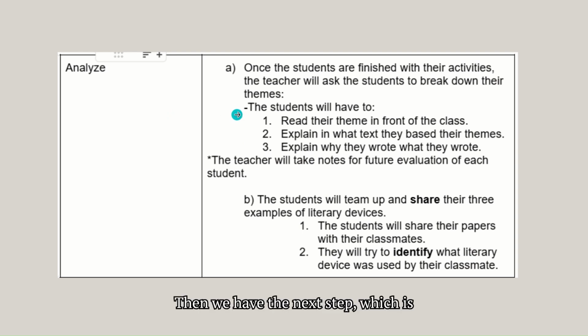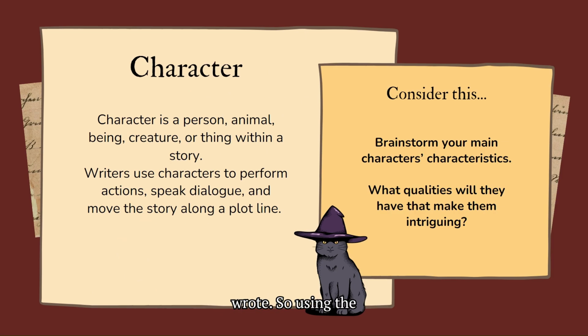Then we have the next step, which is analyze. So in the first part, which is A, once the students are finished with their activities, the teacher will ask the students to break down their themes. So the students will have to read the theme from the class, explain in what text they base their themes, and finally explain why they wrote what they wrote.